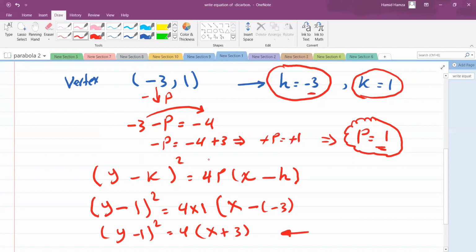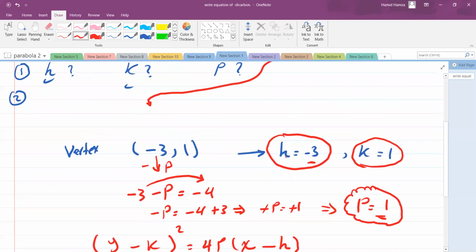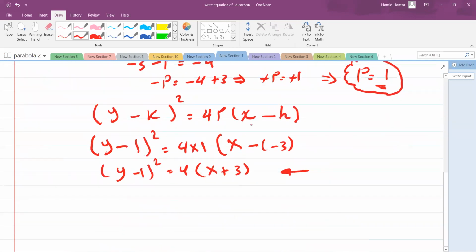So again, the directrix here is very important. It tells you what part you will change in the vertex, and tells you what letter you should write in the bracket without power. Decide what letter to write here, x or y. This part we take from the vertex.